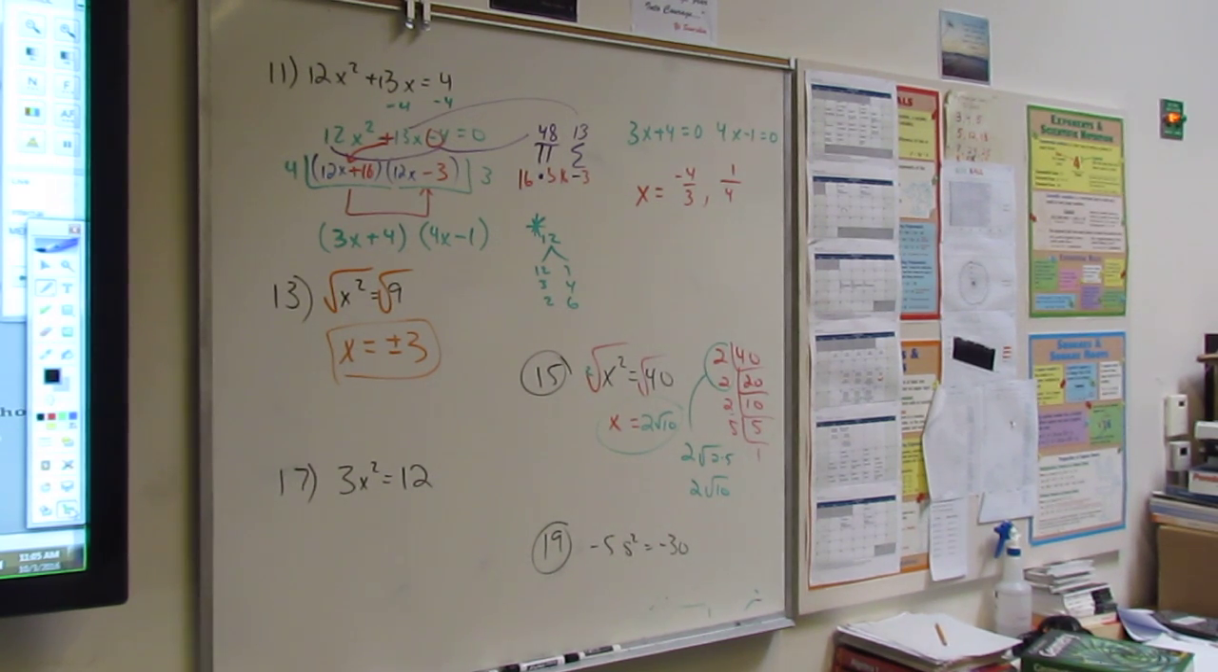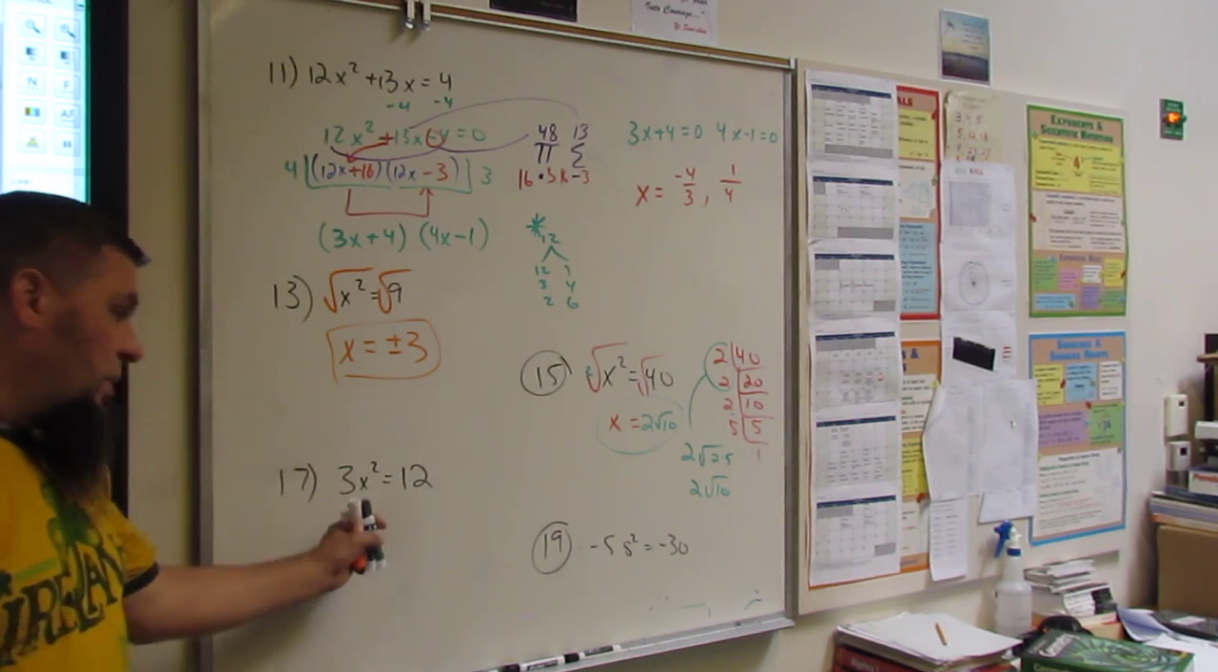Right, Dante? Yeah, it's 2. Okay. Negative 4 thirds. So what do I do with this one?